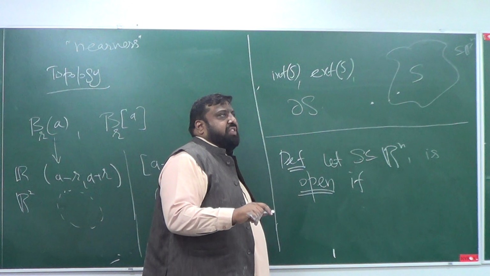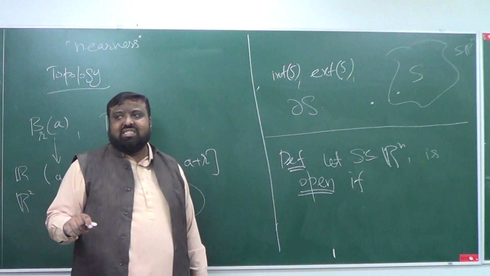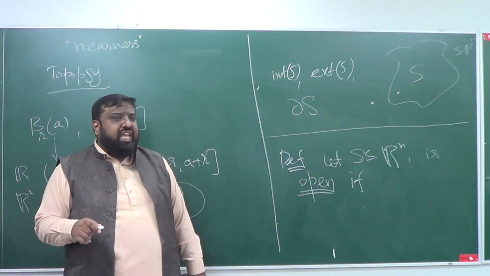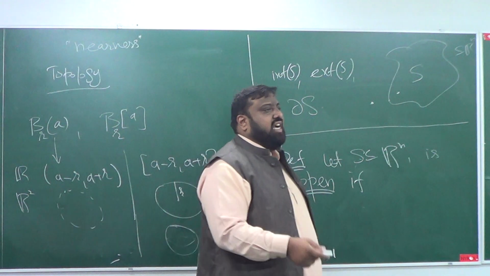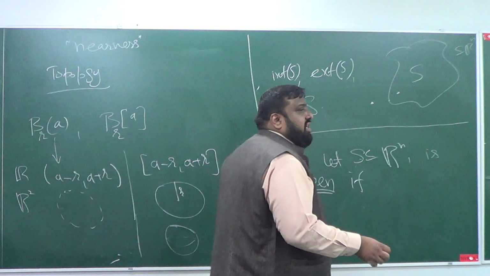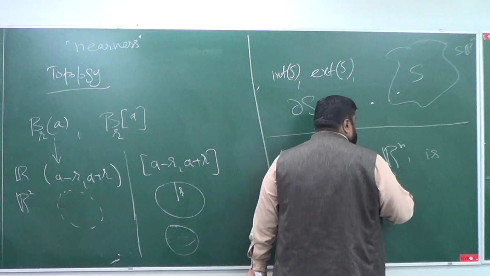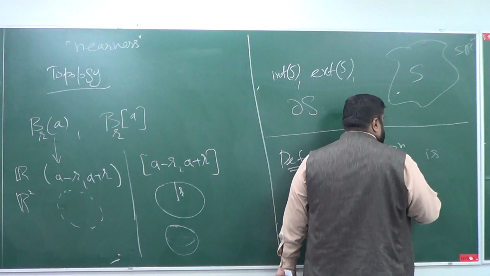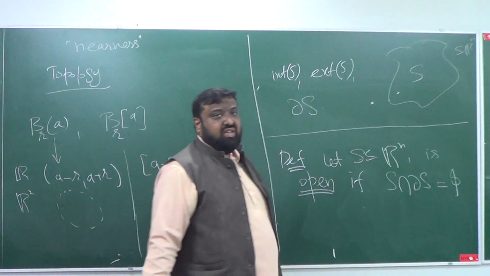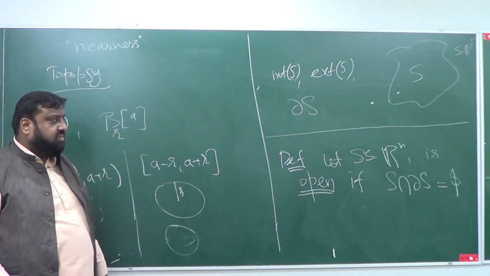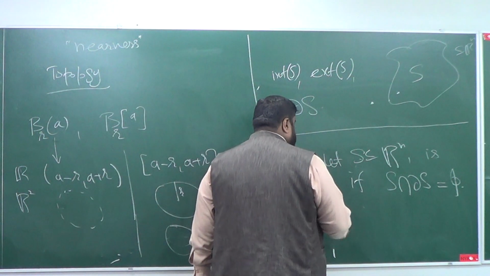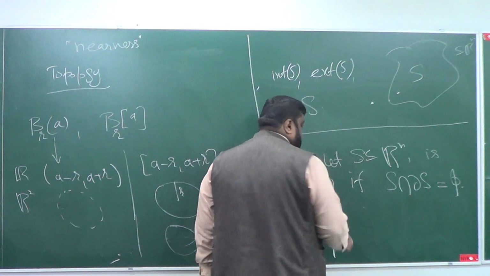So what if something is open? We say that it doesn't include its boundary. If I have to say mathematically that a set does not include its boundary, how should I say it mathematically? S intersection boundary does that. Exactly. So I should say that S and the boundary of the set have nothing to do with each other. They have nothing in common. Is it making sense?